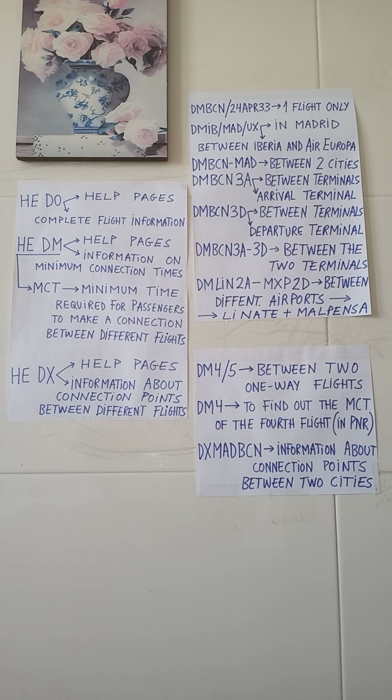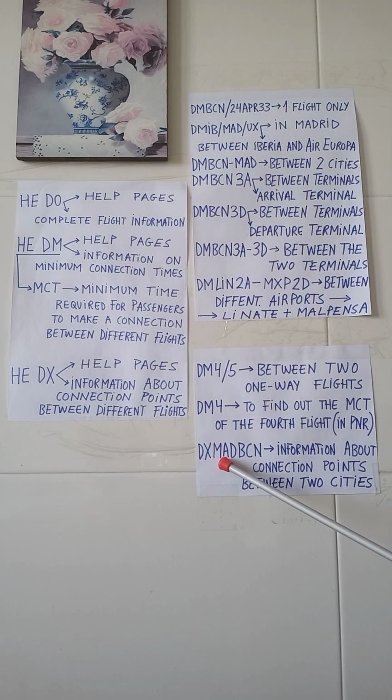DM4 is used to perform the search for the minimum connection times that apply to the flight of segment number 4 of a reservation. The reservation is also called PNR.